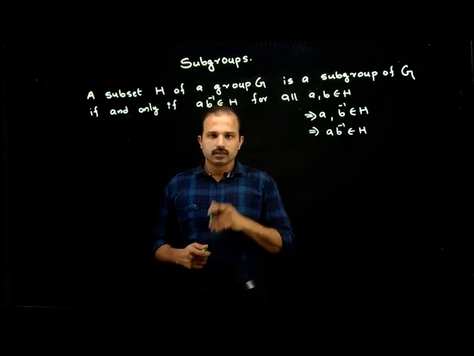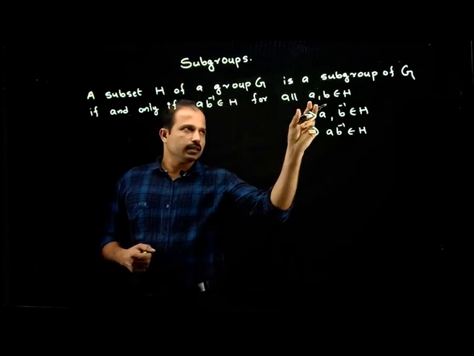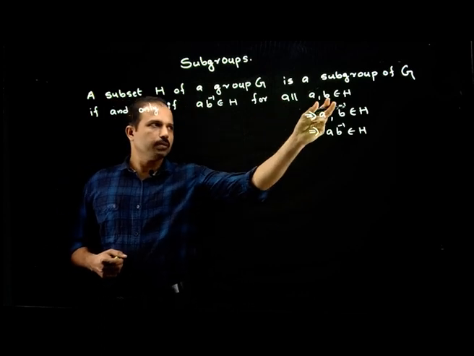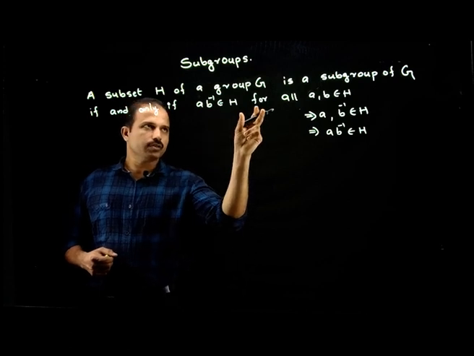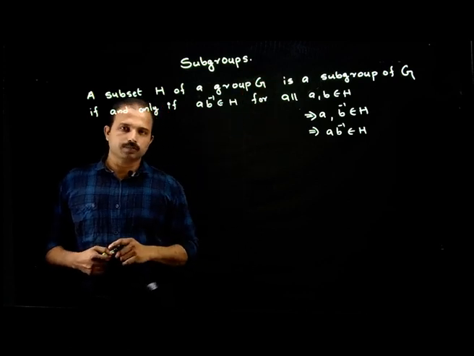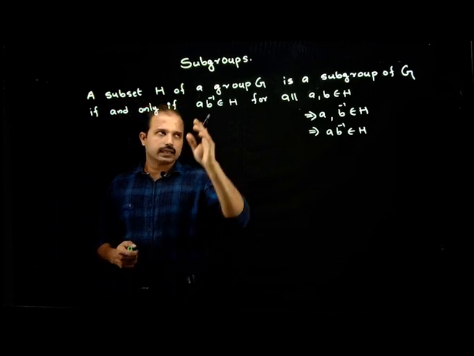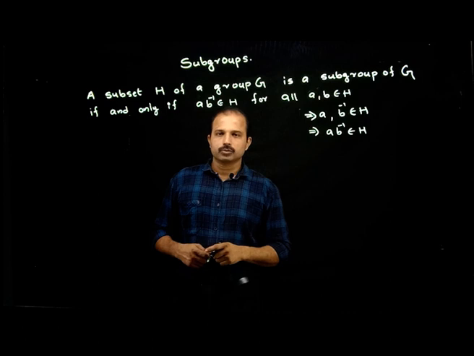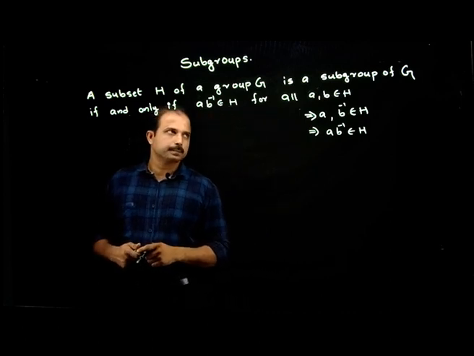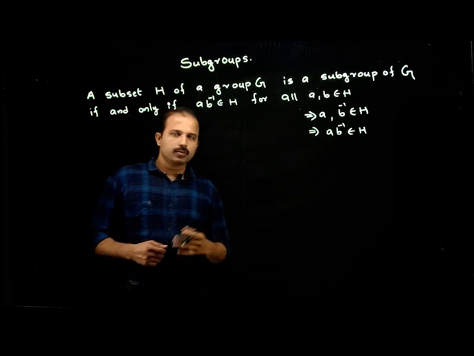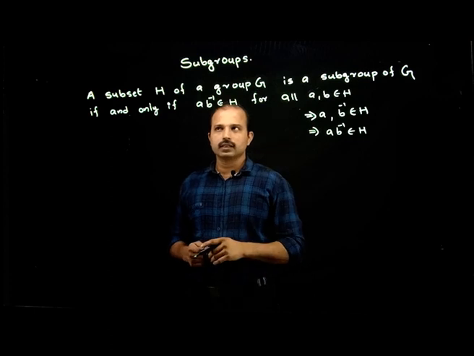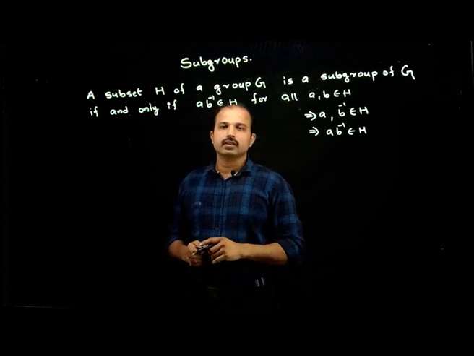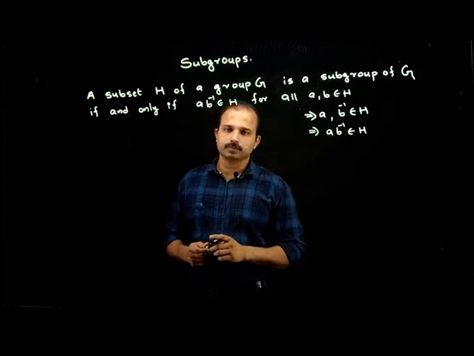Now the reverse part. In the reverse part, our assumption is that for all a, b belongs to H, ab inverse belongs to H, and by using this assumption we have to prove that H is a subgroup of G. That means we have to show that our H satisfies all the group axioms. First, what about associativity? Since G is a group and the elements of H are elements of G, associativity will automatically hold. There is nothing to prove.